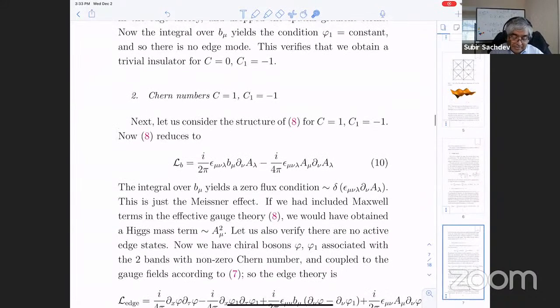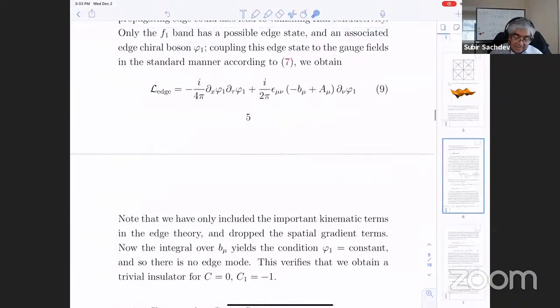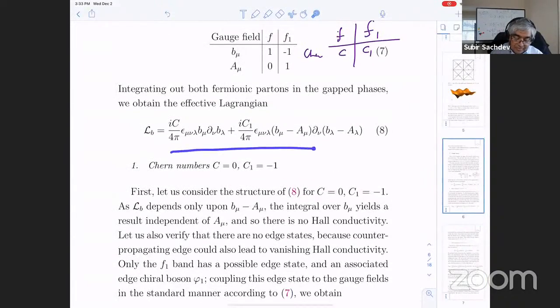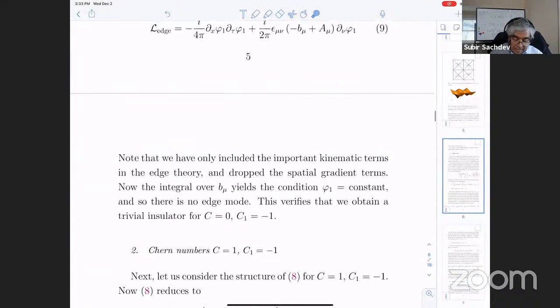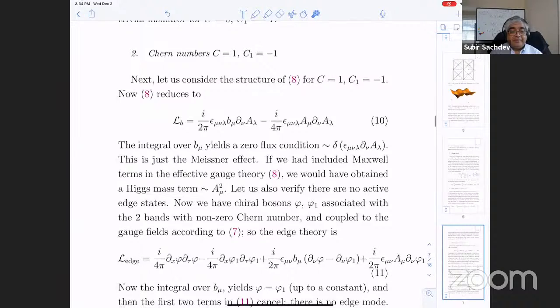So now C is 1 and -1. I have to take this theory for the bulk and put C equals 1 and -1. And then when you expand it out, the term that's of order B squared will cancel out. So now I have the following theory. I have a net Chern-Simons term left over for the gauge field, but I have this term here, which is B times A.